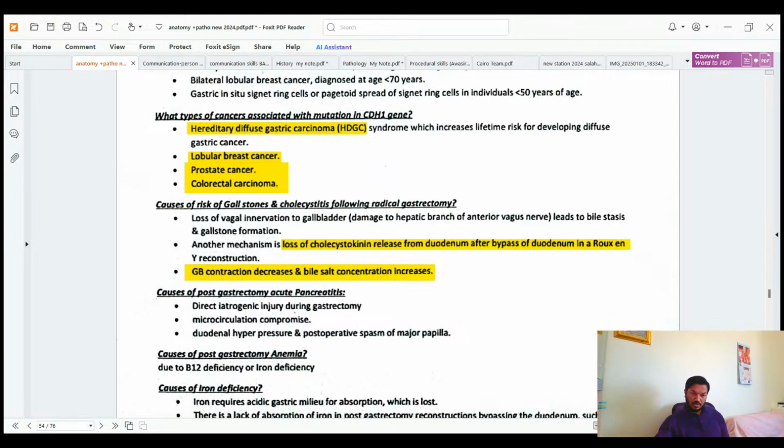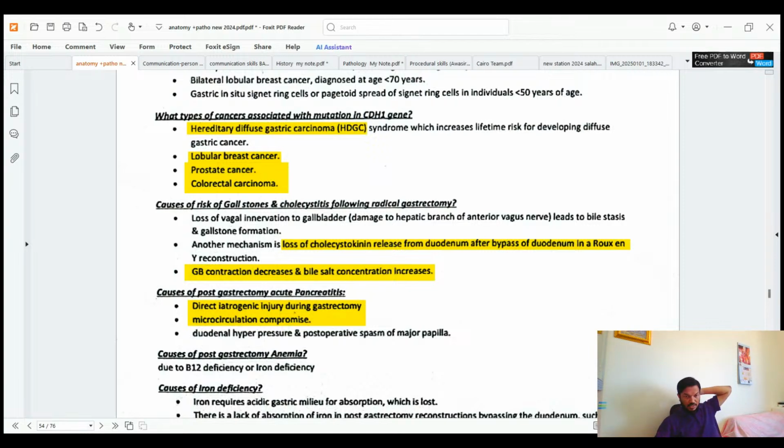Compromise, microcirculation compromise, and duodenal hyperpressure and postoperative spasm of the major papilla. Duodenal hyperpressure and postoperative spasm of the major papilla.